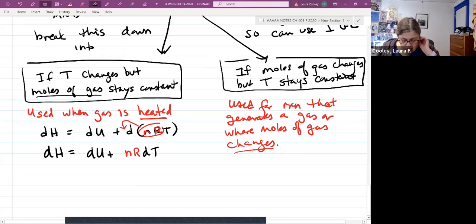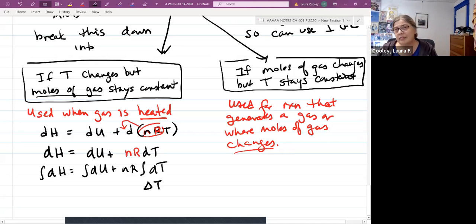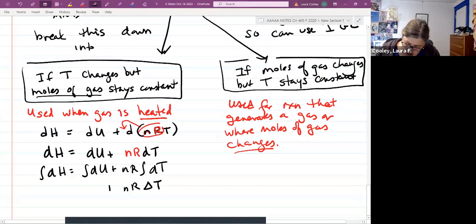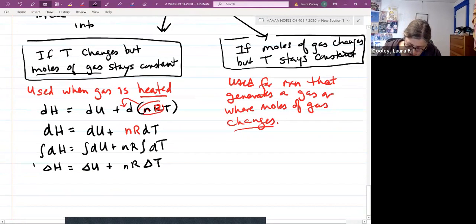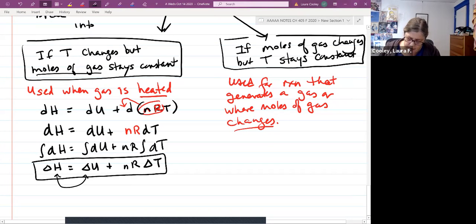Okay, and so now this can be integrated. Well, the integral of dT is just delta T. It's T from T1 to T2. We have nR delta T. This is delta U and delta H. So we have a nice equation for relating delta H and delta U in cases where the temperature is changing. Okay. And then you can see where I'm going with this, I hope.